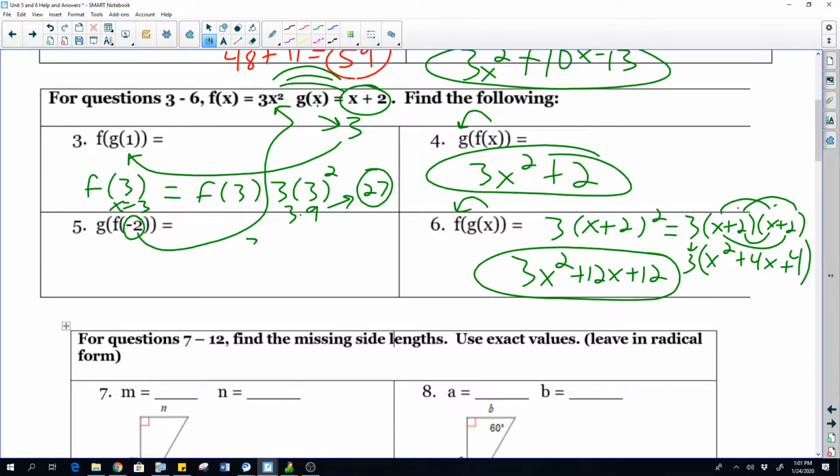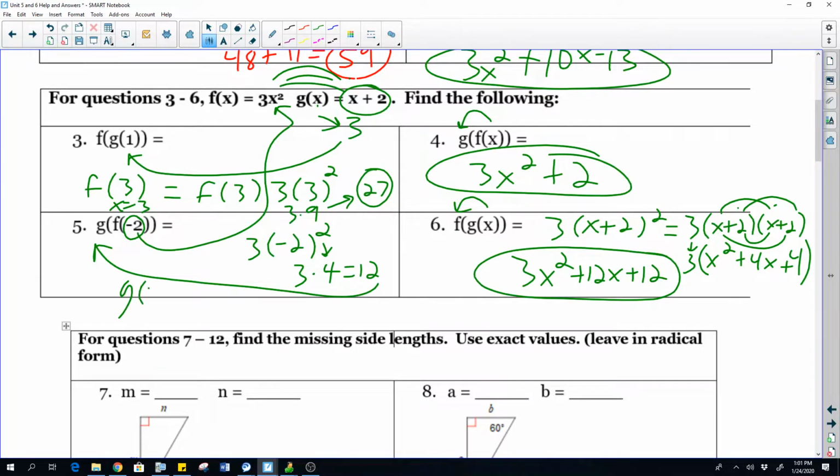So it's going to be 3 times negative 2 all squared. When you do that, you have to do negative 2 times negative 2, which is a positive 4. And then 3 times 4 is 12. And that's not our final answer. We got to now plug that into G, because we still have to worry about the G there.